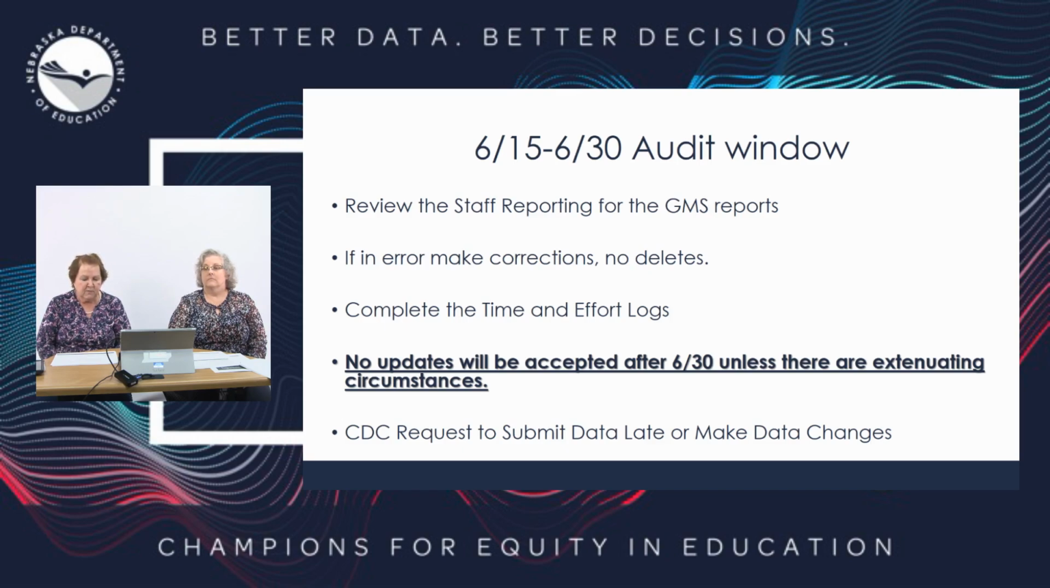And we are going to enforce that due dates are due dates. June 15th through June 30th is the audit window, and June 30th is the audit window close date. No updates will be accepted after June 30th unless there are extenuating circumstances, and very few of those will be approved. An extenuating circumstance would be if maybe you had something like our recent floods, where people couldn't get to work or meet the deadline, or if there was a tornado or something like that. It's not just that you forgot to do it. That will not be accepted.